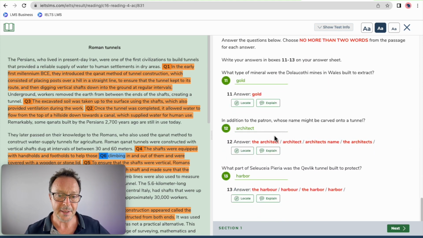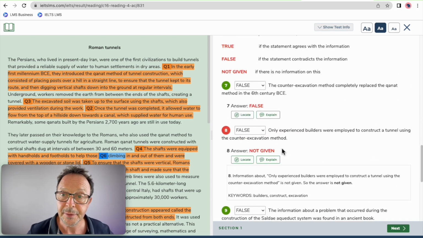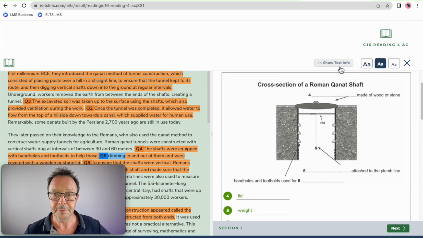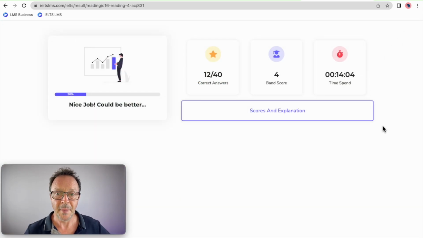And gold, architect, harbour. Okay, so I think I did okay there. And that took me about 14 minutes to do. So that's not too bad with some explanations either.